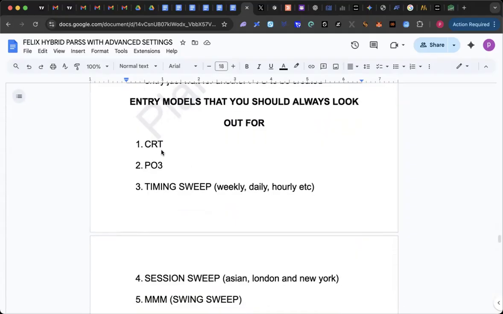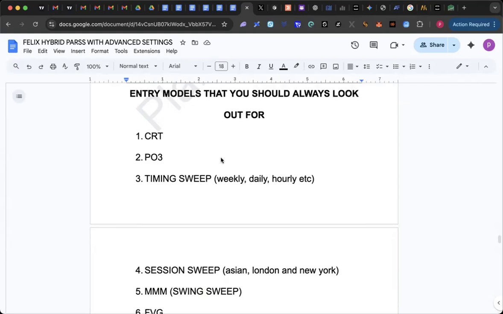All right. So you want to see that, okay, a range, candle range. Number two, candle range is similar to power of three. So not necessarily three candles, but the market accumulates, manipulates, and distributes. So you want to find a way around it.